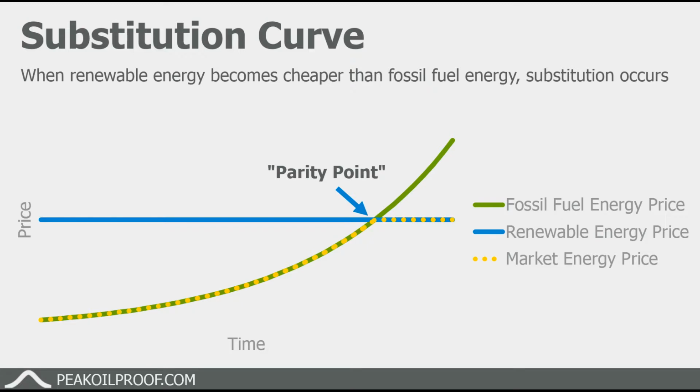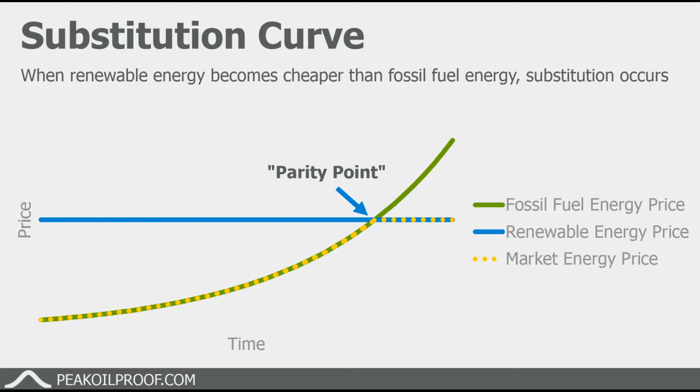If you're in an Econ 101 class, you might see a curve like this. The green line is just showing that fossil fuel energy goes up over time in price, and the blue line shows that renewable energy in general stays the same. As it becomes more and more expensive to get fossil fuels out of the ground, the price goes up. But there's always the same amount of sunshine, right? So the cost of solar stays about the same, or actually goes down over time as it becomes cheaper to manufacture solar panels. Once those two lines cross, it's called the parity point.